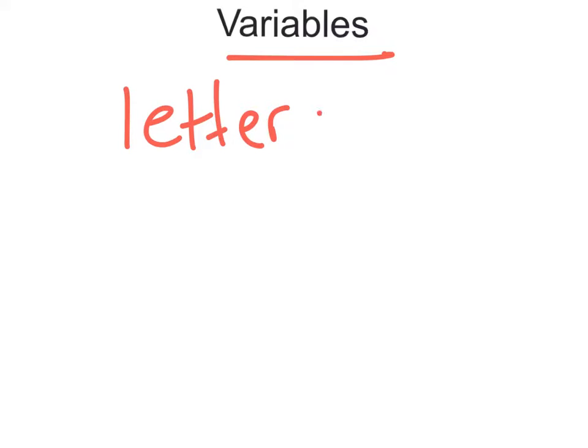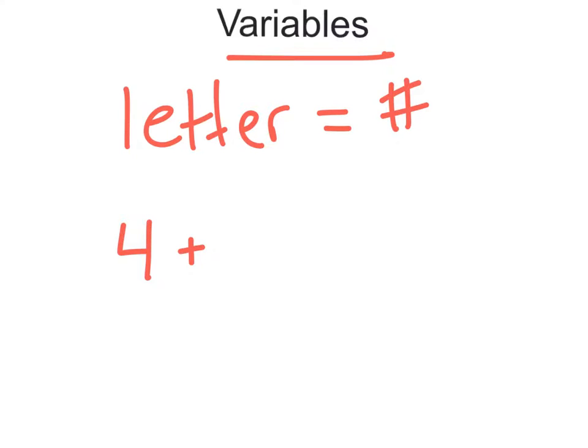In this video we're going to learn a couple of things. The first thing we're going to learn is about variables. A variable is a letter that takes the place of a number. So it represents a number. Here's an example.